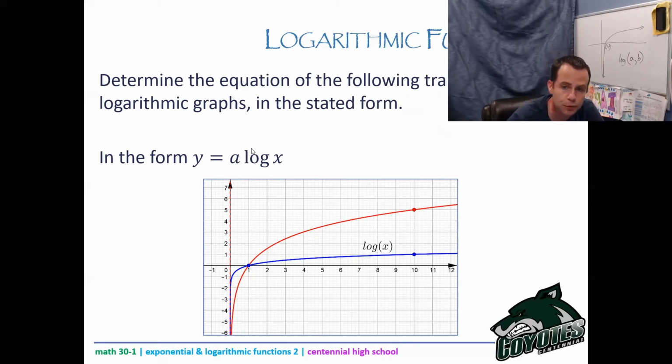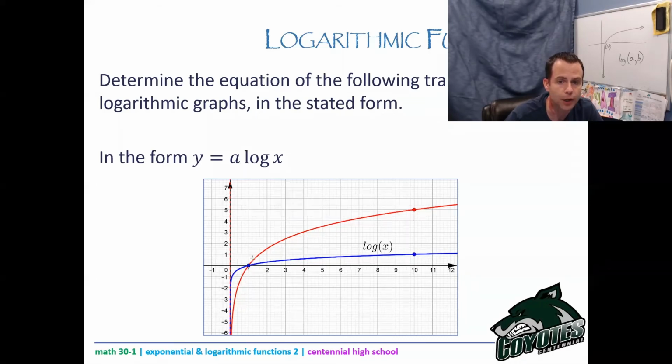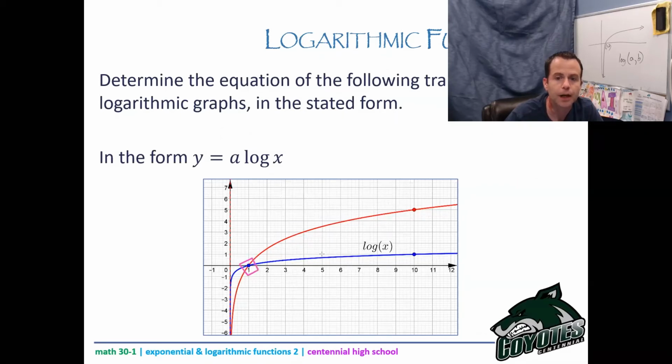So the blue graph here is log x, and I want to use that to compare the red graph. Well, the first thing I want you to see is that the x-intercept has not changed. This x-intercept right here hasn't changed. Then I want you to see that the point 10, 1 has changed to the point 10, 5.